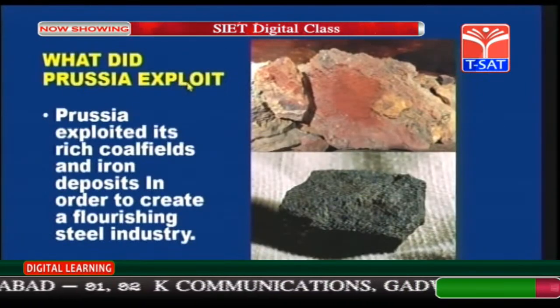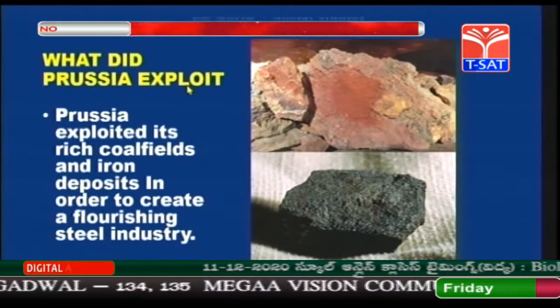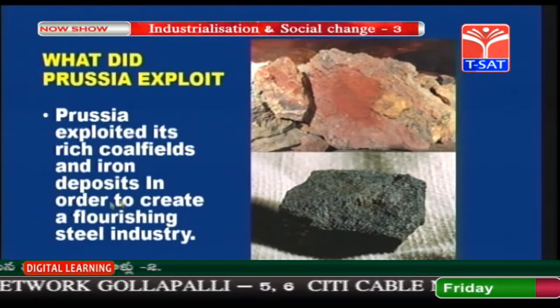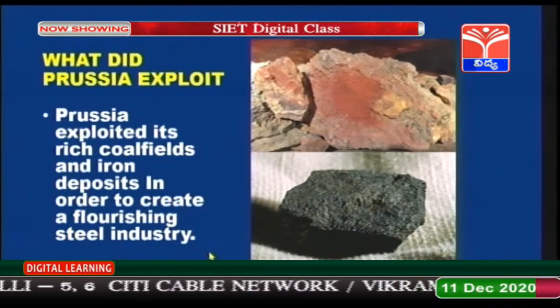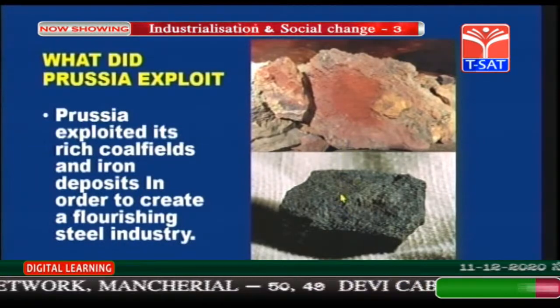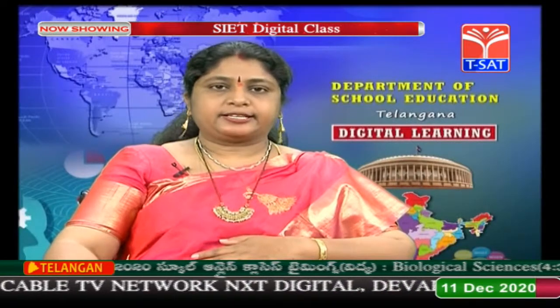What did Prussia exploit? See, what was famous or abundant in Britain? Iron and coal ores. So even Prussia, which means Germany, another name for Germany, exploited its rich coal fields and iron deposits in order to create a flourishing steel industry. So this is iron and this is coal. These were exploited by Germans. Okay, with this they could set up more industries like the steel industry.